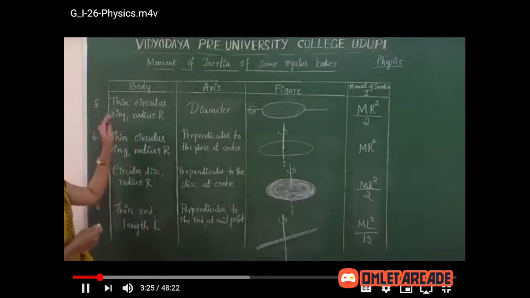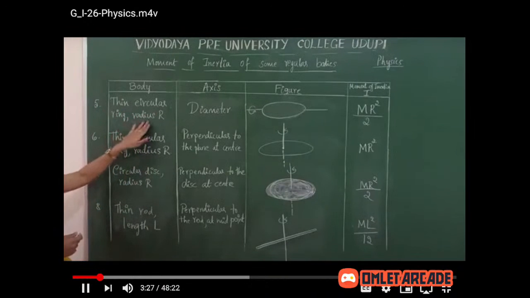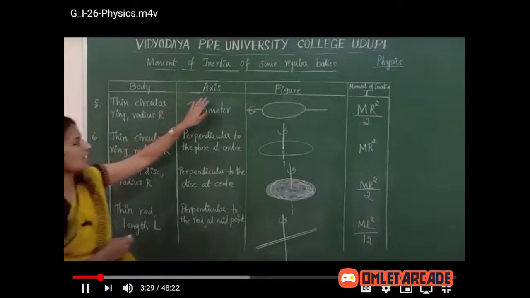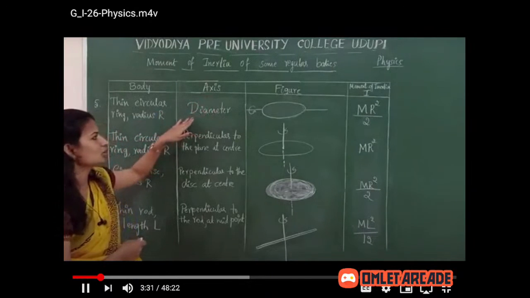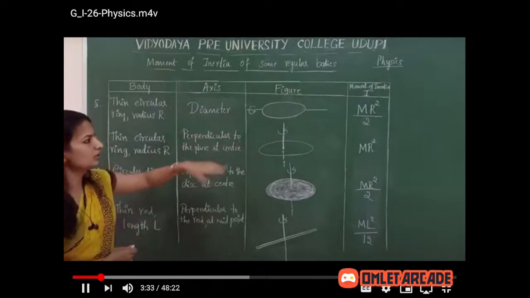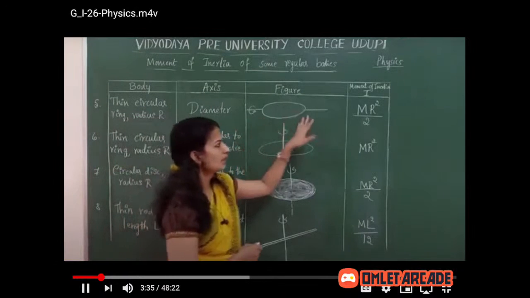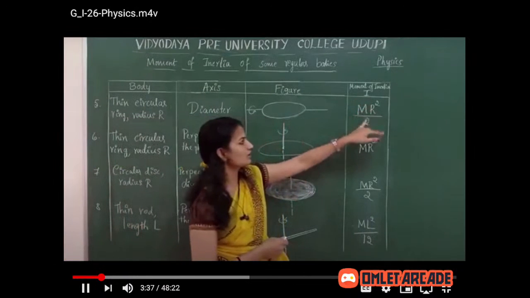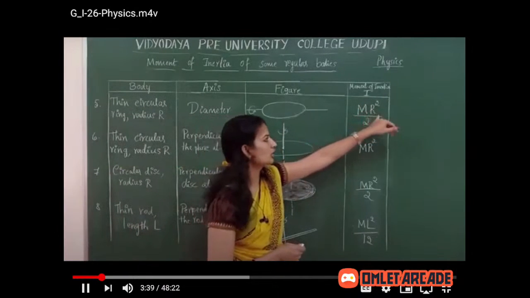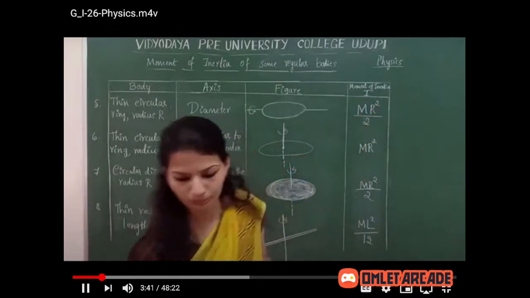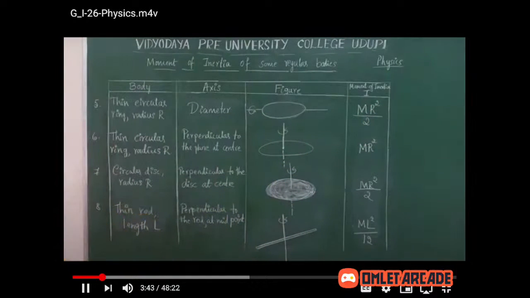Okay. The next body is a thin circular ring of radius r, and the axis of rotation is passing along the diameter. The figure is like this. In this case, the moment of inertia I is equal to mr square by 2.